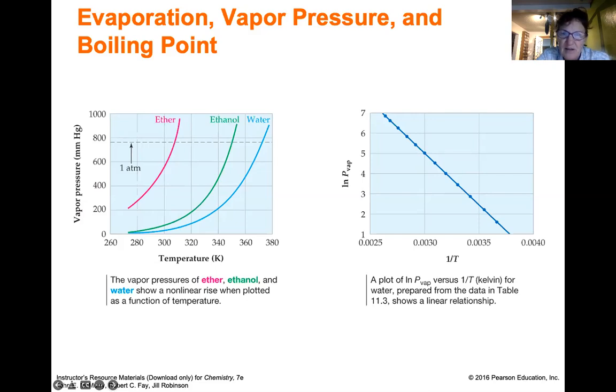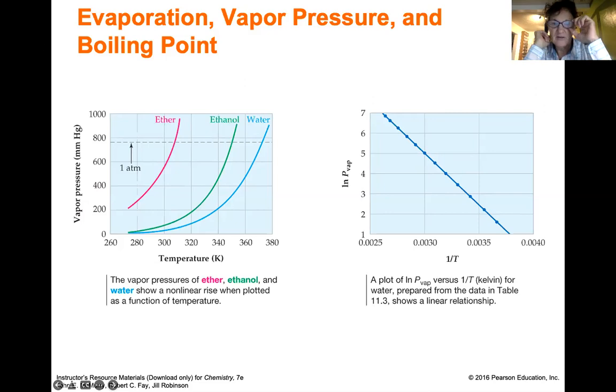Ethanol has one hydrogen bond on one end, so it's CH2OH, and so it's able to hydrogen bond, but not as much as water. Water has the ability to have two hydrogen bonds. So water is going to have the lowest vapor pressure at the same temperature, ethanol slightly higher, and ether even higher.